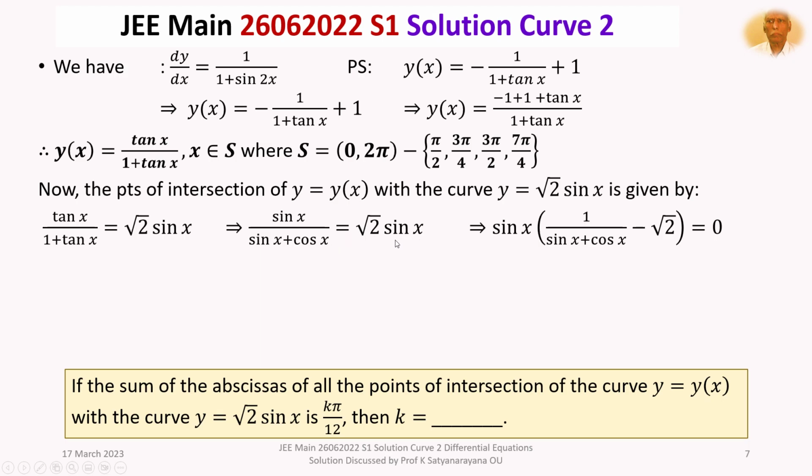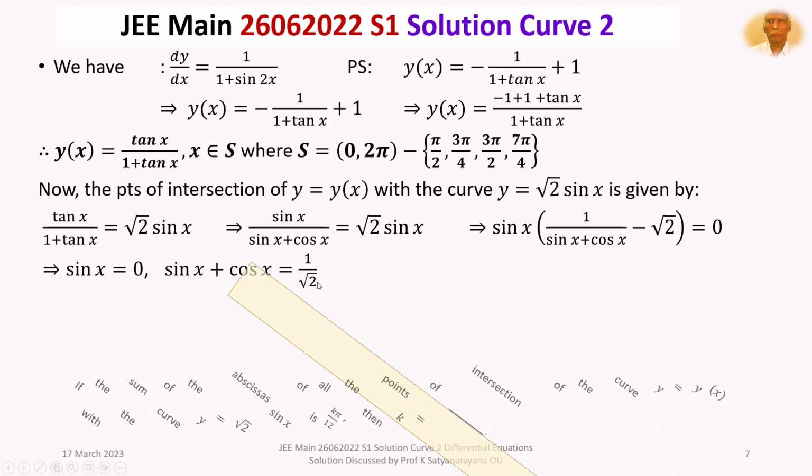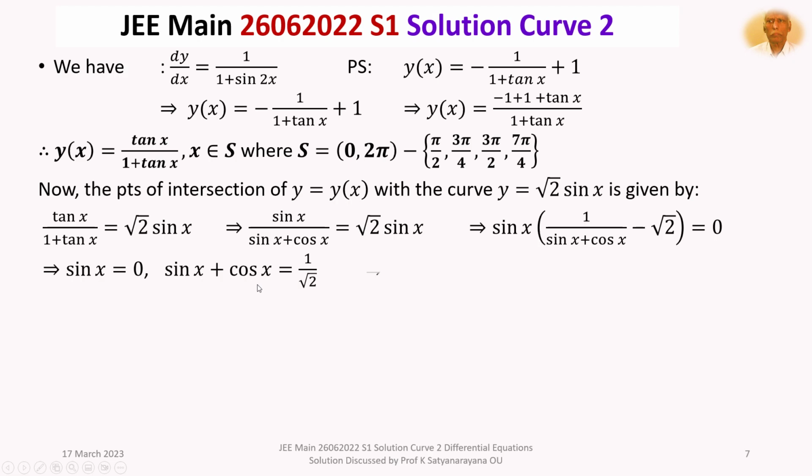Now, send this root 2 sin x to the left hand side and take sin x common: sin x into 1 by sin x plus cos x minus root 2 is equal to 0. This will imply sin x is equal to 0, and 1 by sin x plus cos x is equal to root 2. From that you will get sin x plus cos x is 1 by root 2. Agreed. Now multiply throughout by 1 by root 2, the second equation.